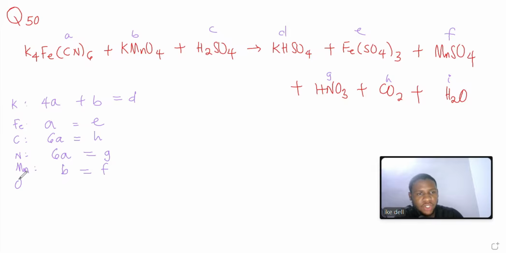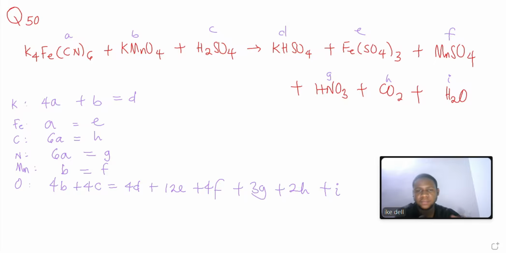And let's compare oxygen. So we have 4B plus 4C equals 4D plus oxygen is 4 times 3, 12E plus 4F plus 3G plus 2H plus I. Okay, that was long. And then we'll compare the next thing, which is, okay, after oxygen, hydrogen.